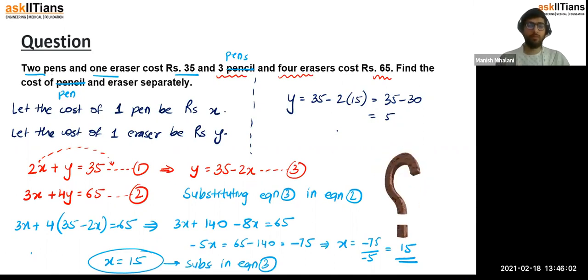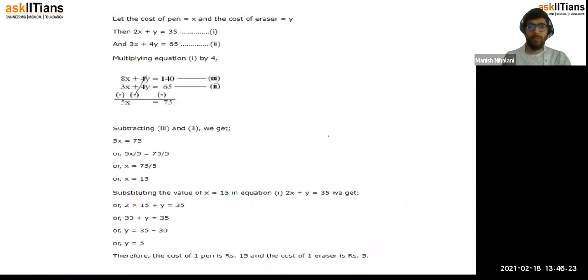Now, if you observe one important thing, in the previous slide I told you that one equation, two variables will give you infinite solutions. But here we had two equations and two variables. That is why we got a unique solution, that is x as 15 and y as 5. We got one value. Now you can clearly see that the cost of one pen is rupees 15 and the cost of one eraser is rupees 5.